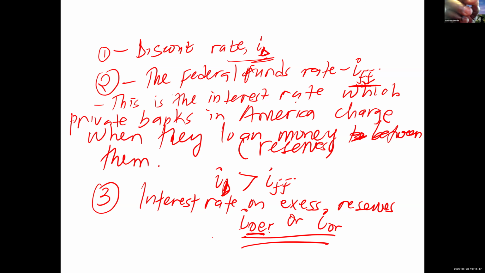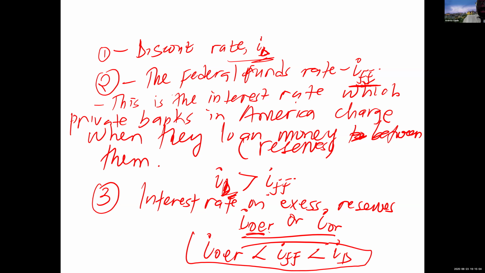So by design, the interest rate on excess reserves is less than the federal funds rate. And we've already seen that since the discount rate is greater than the federal funds rate, then that means this is going to be less than the discount rate. This is what it is. I'm going to show you in the graph so you understand it.